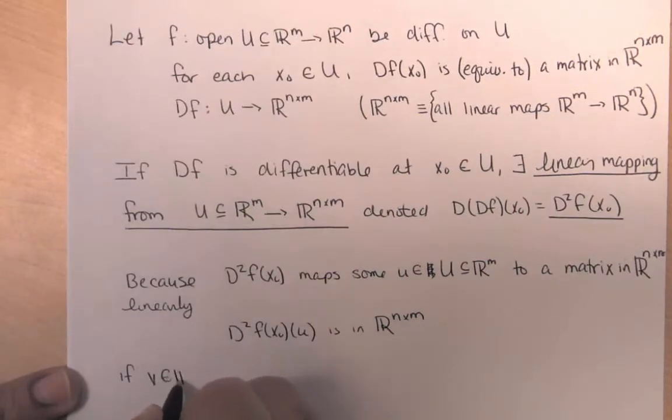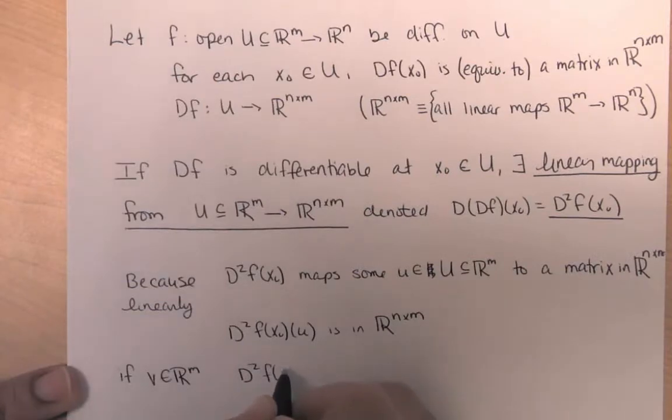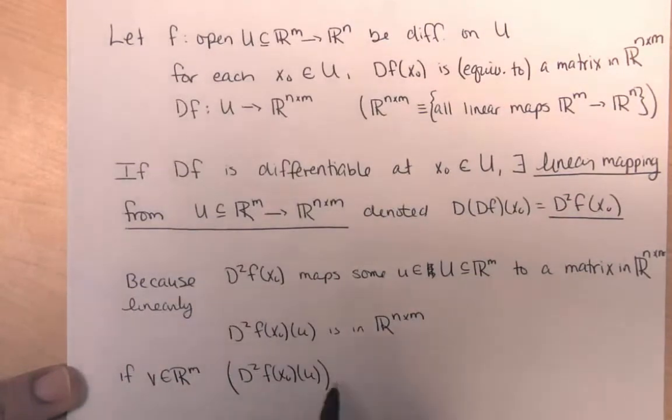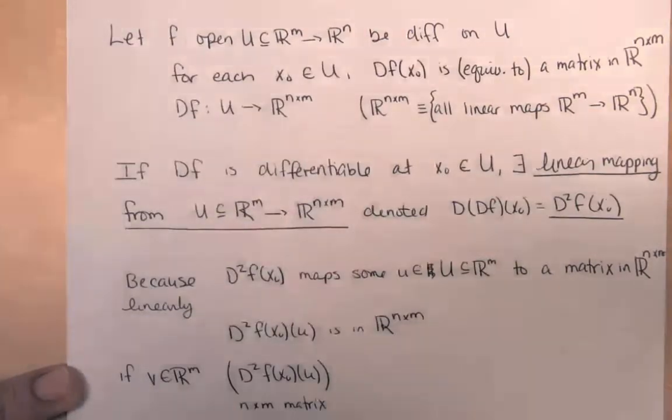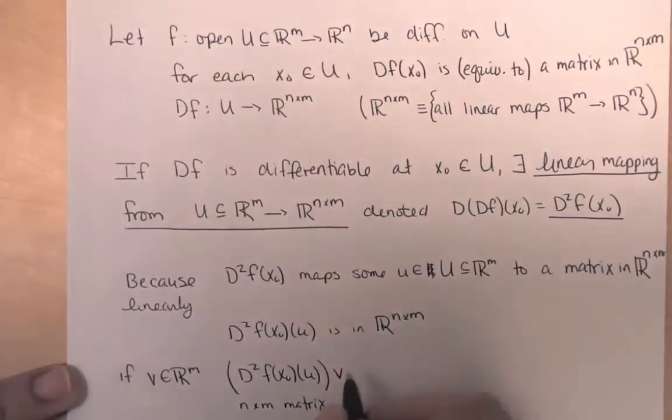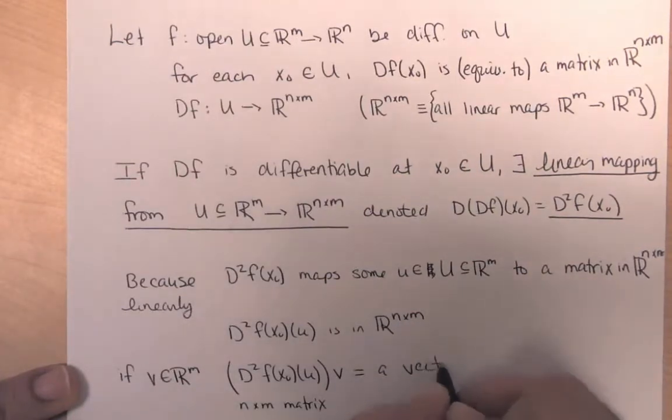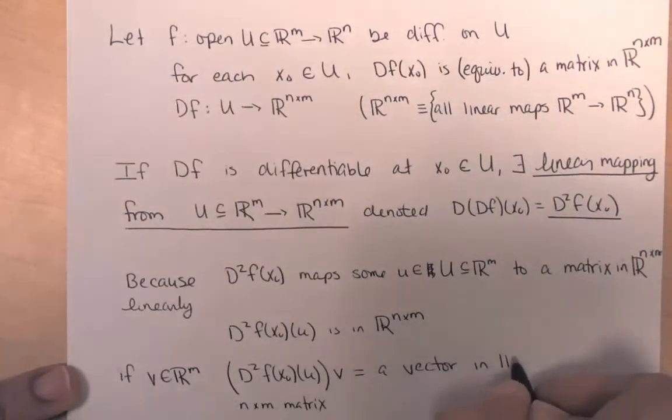So if v is in Rm, d squared f of x naught applied to U. So this is a matrix, right? This is an n by m matrix, which again represents a linear mapping from m dimensions to n dimensions. So let's map V in m dimensions, right, this equals a vector in Rn.